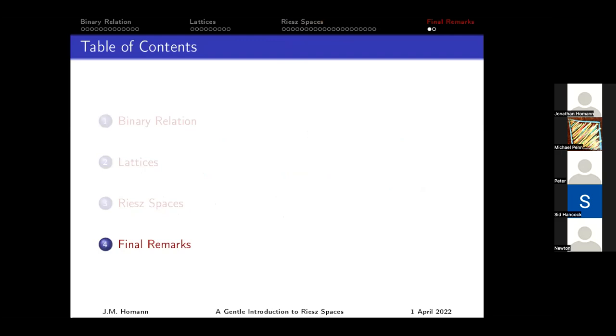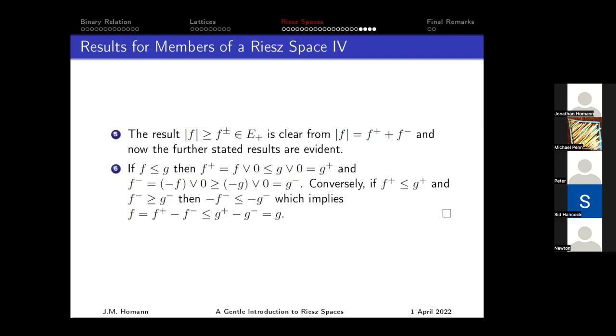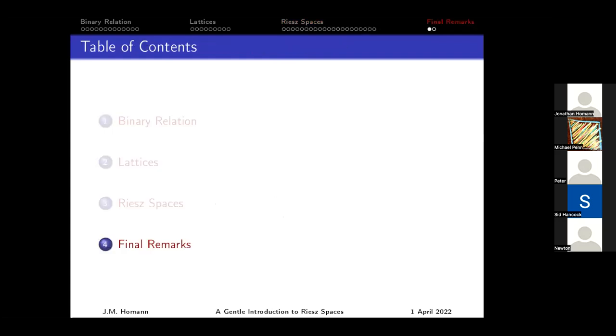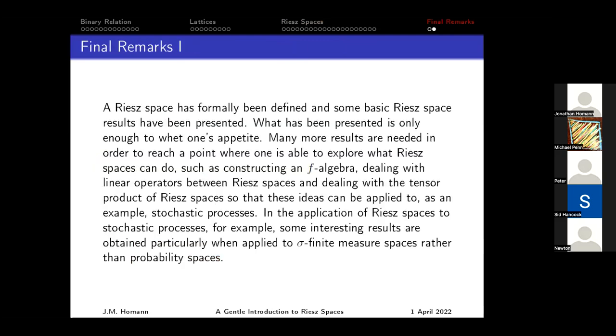So very anticlimactically, after going through all the preliminary results and definitions to finally define a Riesz space and give some very basic results, this has reached the end, as there's a lot more to do, but as a time constraint, we can't carry on forever. So what we have done here is we formally defined a Riesz space, and we have shown some basic results which hold in Riesz spaces.